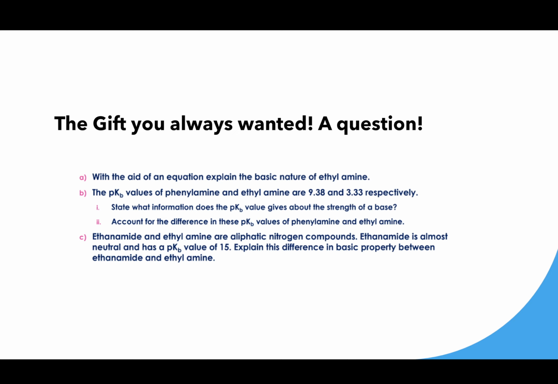And the last part: ethanamide and ethylamine are aliphatic nitrogenous compounds. Ethanamide is almost neutral and has a pKb value of 15. Explain the difference between the basic property of ethanamide and ethylamine. So these questions we should be able to do.